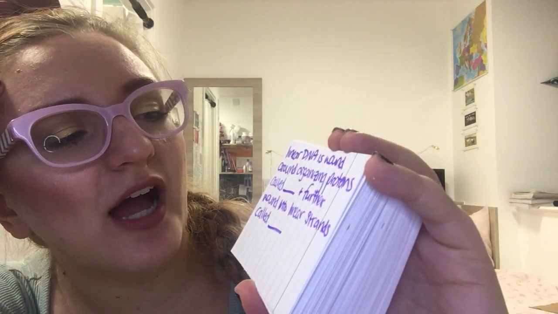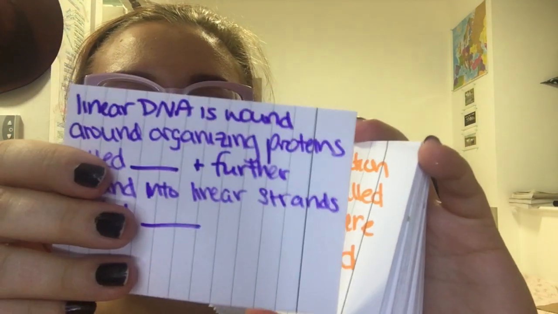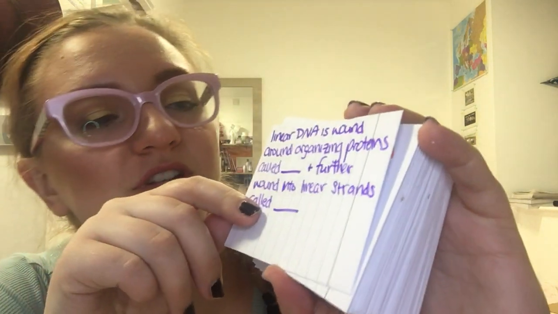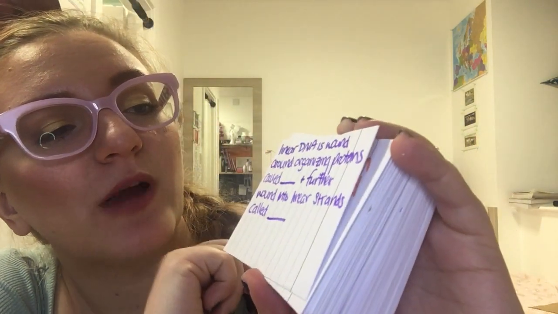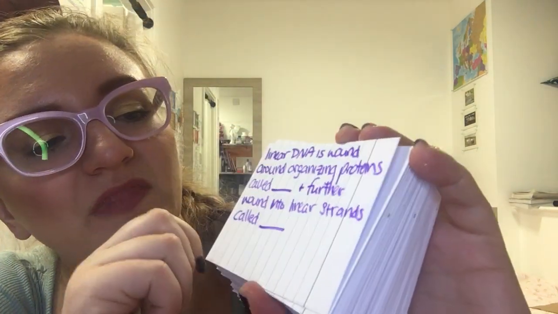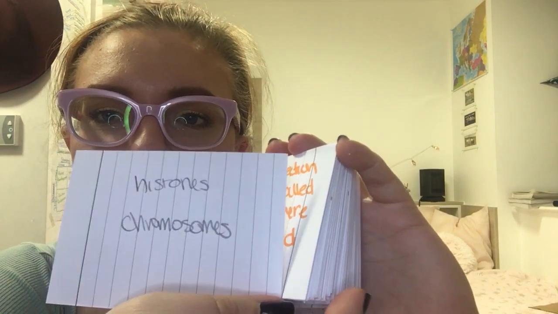Linear DNA is wound around organizing proteins called blank and further wound into linear strands called blank. So let's start with the first one. Linear DNA is wound around organizing proteins called histones and further wound into linear strands called chromosomes.